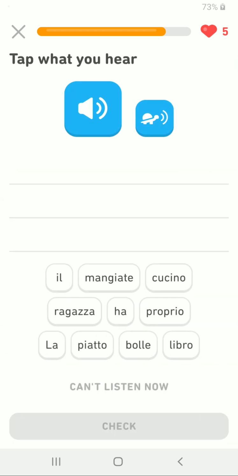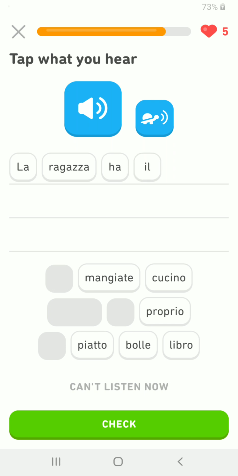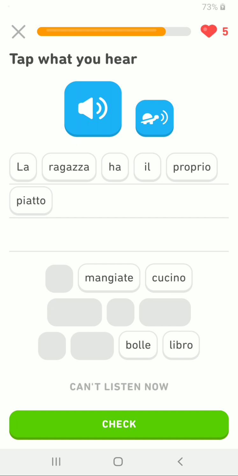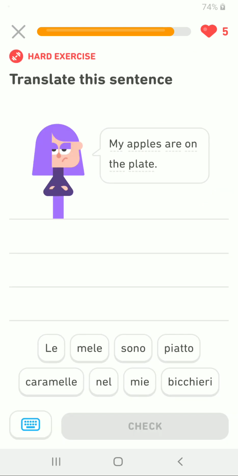La ragazza ha il proprio piatto. So she has her own plate. So here il proprio is her own, and the reason it's not la propria is just because piatto is a masculine noun, singular masculine noun, and so that's why we use il proprio. So let's see, own, il proprio.